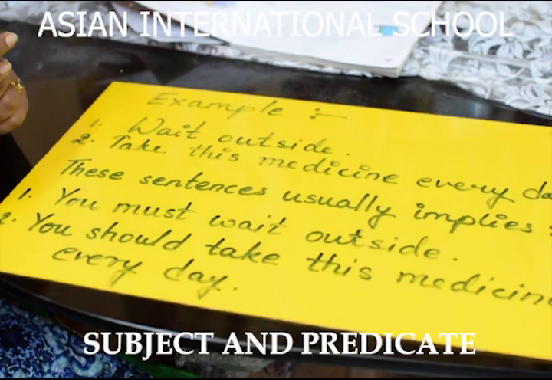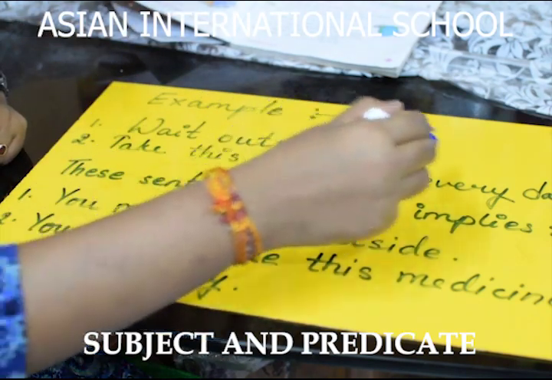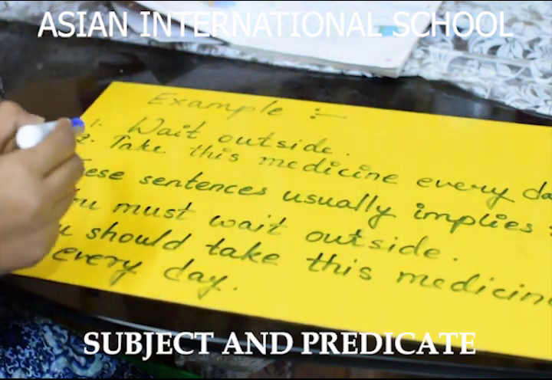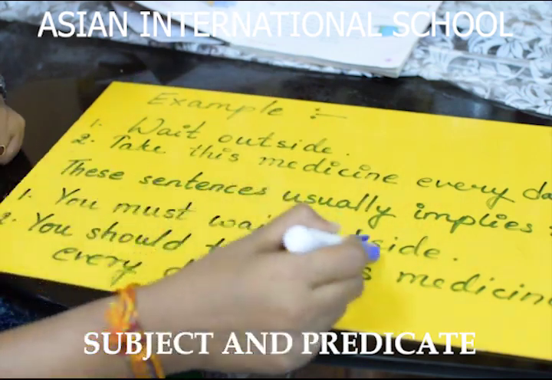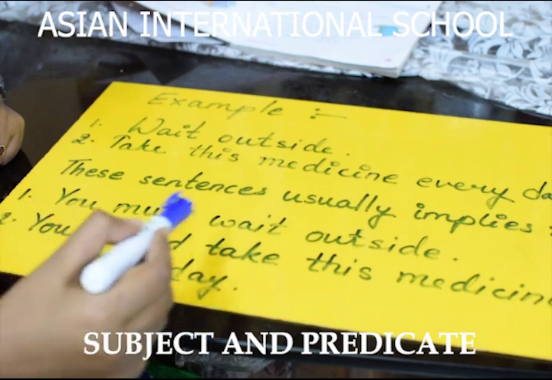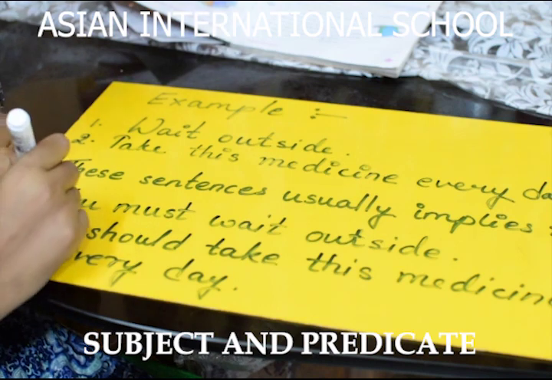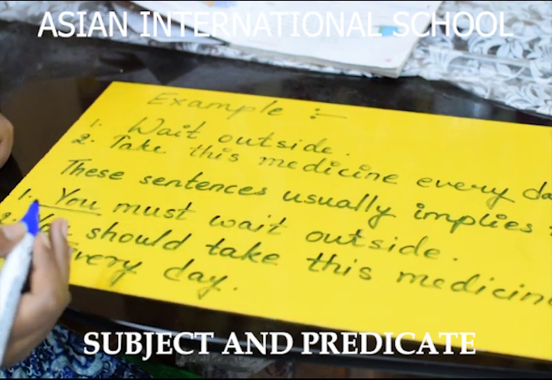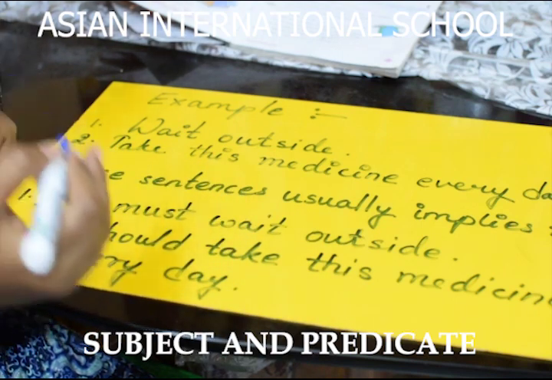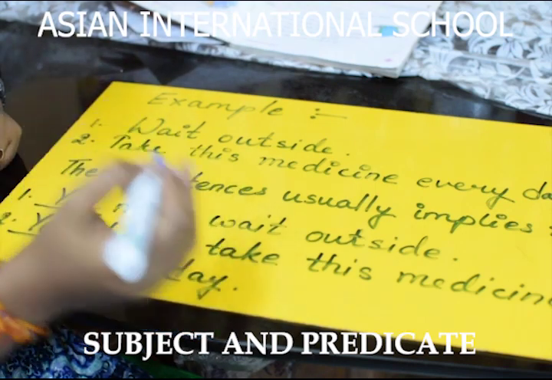Now, let us take these two sentences. Number one, wait outside. Number two, take this medicine every day. Here, these sentences usually imply you must wait outside or you should take this medicine every day. Here it is clear that the word you in both the sentences is the subject. In an imperative sentence, the subject is always you, but it is implied and not stated.